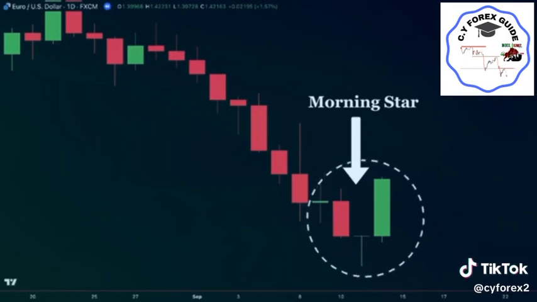The morning star is a bullish reversal pattern that signals a potential shift from a downtrend to an uptrend. It consists of 3 candles and typically forms at the bottom of a downtrend, indicating that sellers are losing strength and buyers are stepping in.